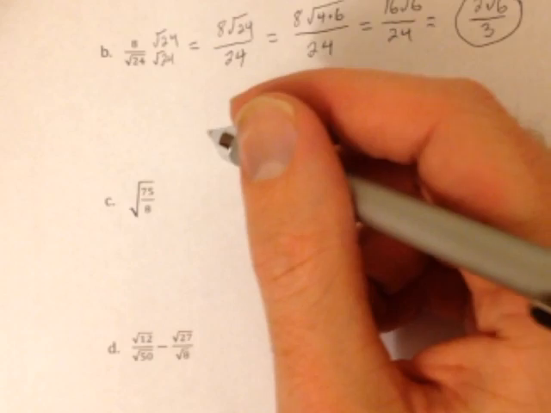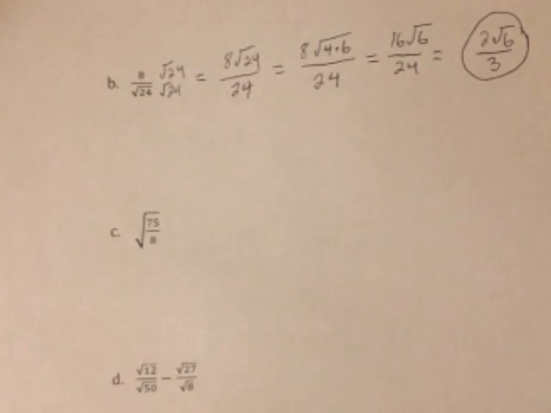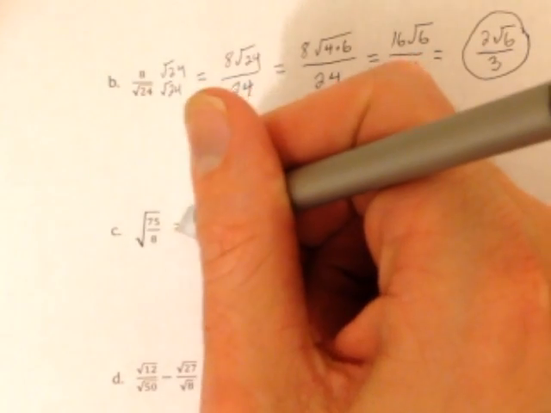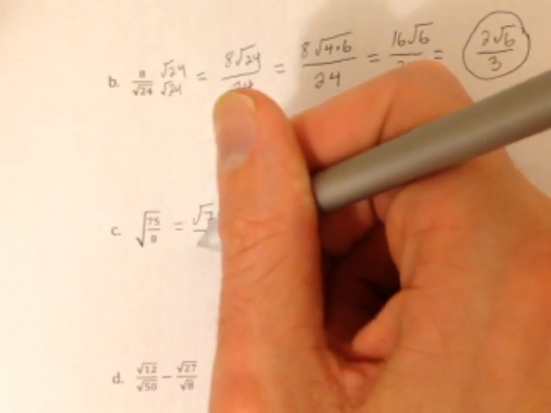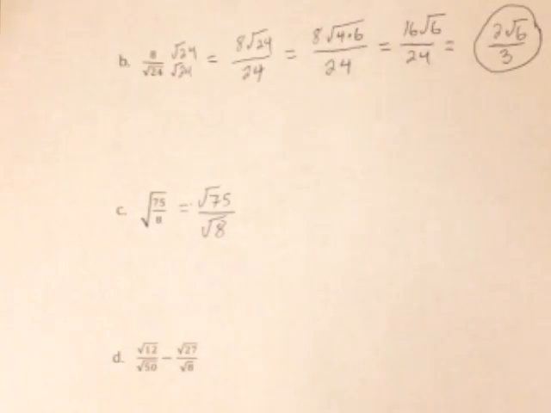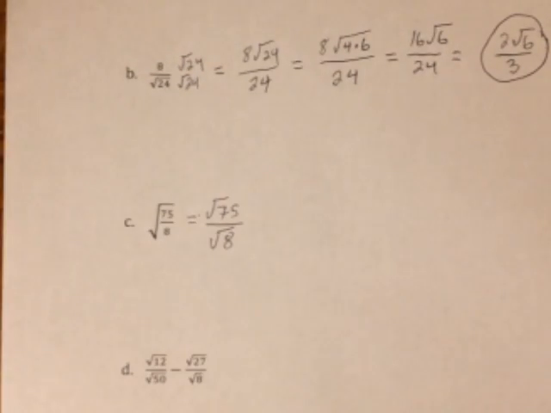For C, we know that we can write the multiplication of two numbers under a square root as a single root or as a separate root. We can do the same thing for division. So this problem is really just the same as the square root of 75 over the square root of 8. For this one, I have the same choices that I had in the last one, except I'm going to choose to do it differently this time.